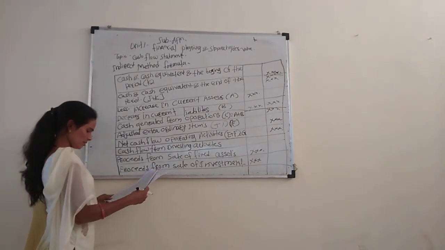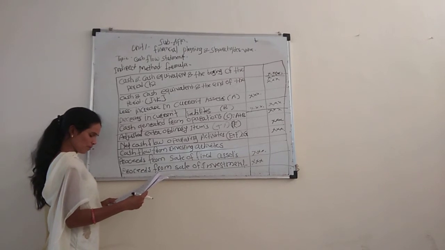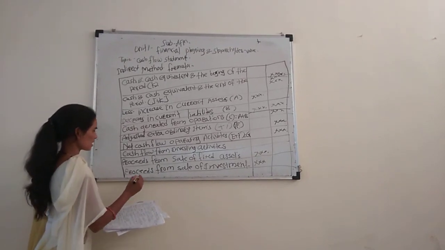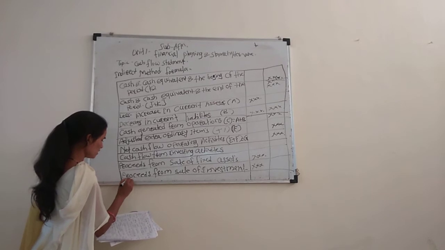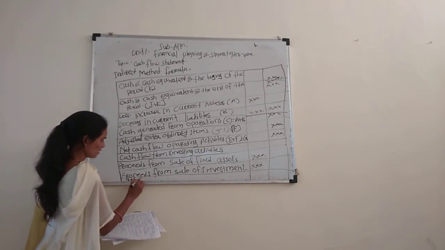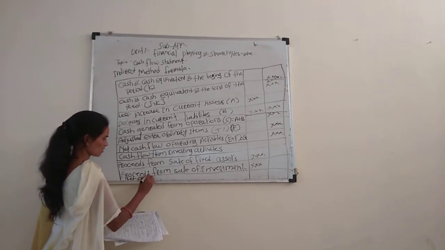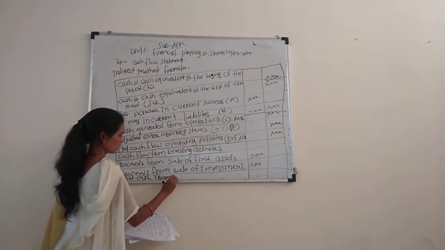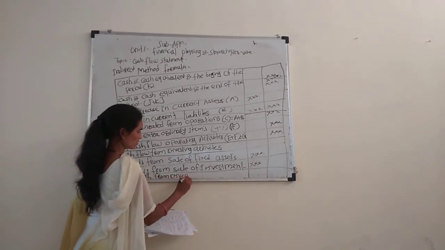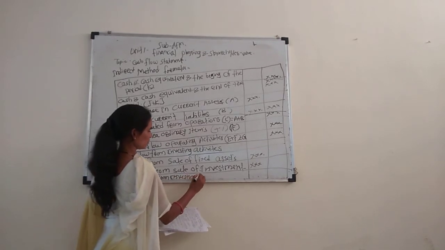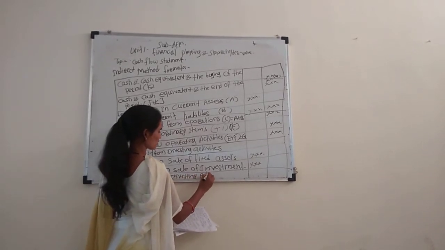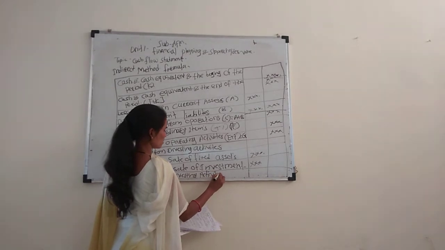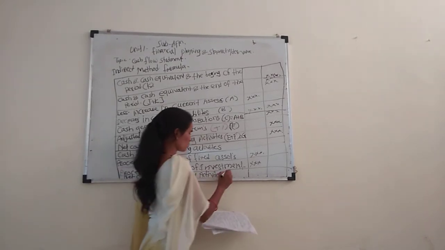Show the total net cash from investing activity. Net cash from investing activity. This is called H.